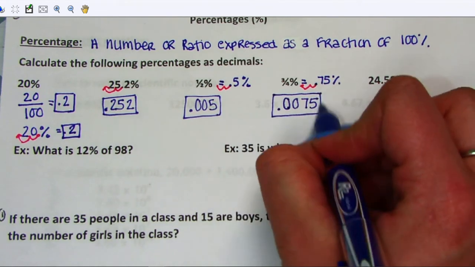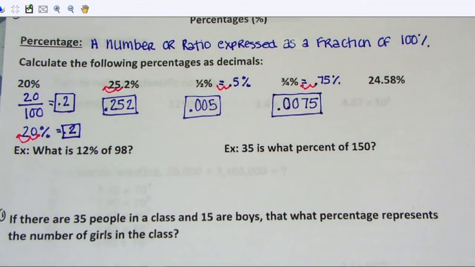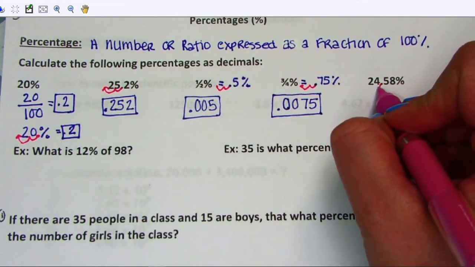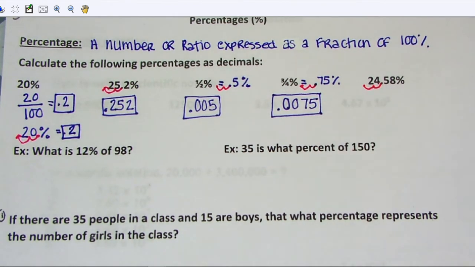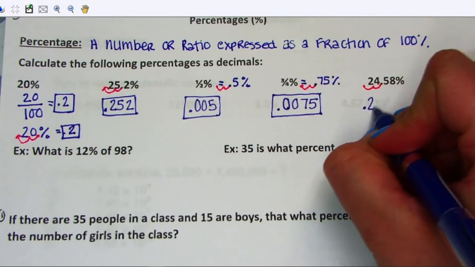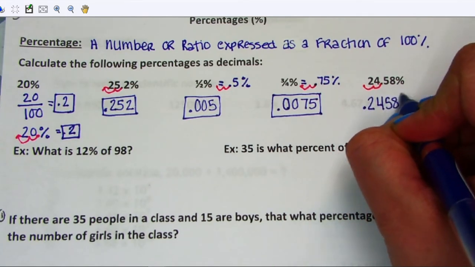Now remember, you can also do it as a fraction over 100, and that just takes time. So the goal is to do these problems in as little time as you have. So I want to use the fastest method, which is just moving the decimal. You can still divide it by 100 if you want. So in this case, I'm going to move it to the left, 1, 2. So my decimal is 0.2458.